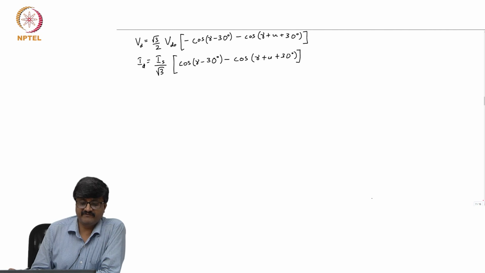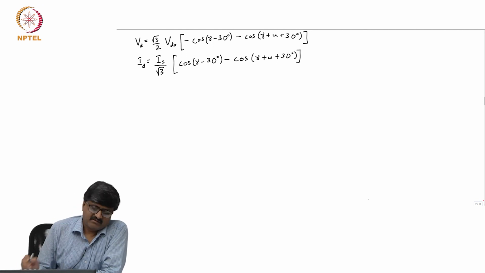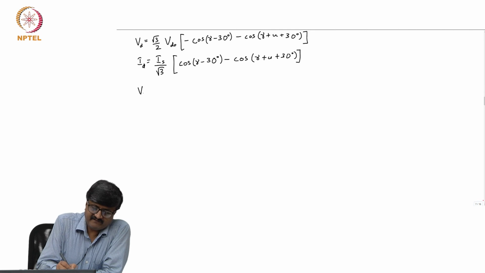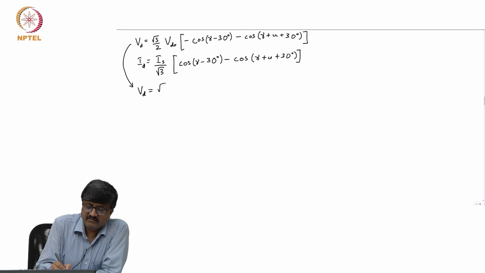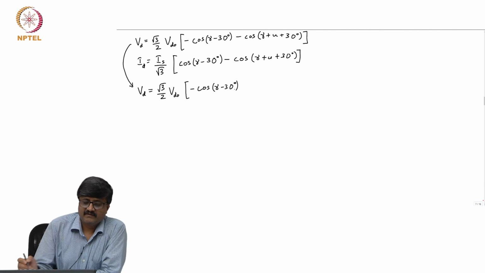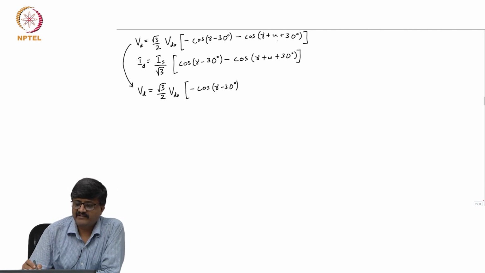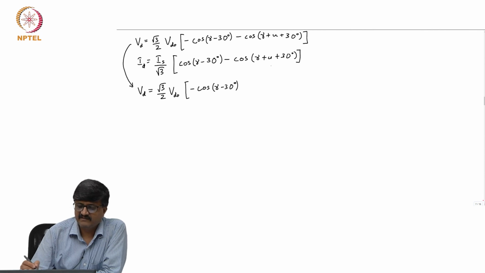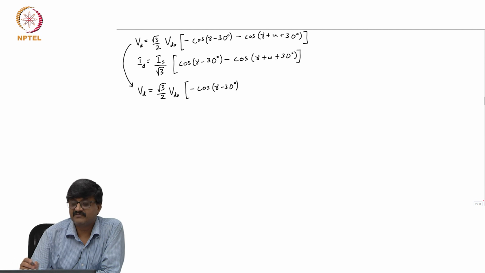So, we have these two equations. The first equation relates VD, VDO, gamma and u. The second equation relates ID, IS, gamma and u. Now, I can write the first equation as VD is equal to root 3 by 2 VDO into minus cos gamma minus 30 degrees. Now, the second term on the right hand side has minus cos gamma plus u plus 30 degrees. So, I use the next equation to eliminate cos gamma plus u plus 30 degrees.